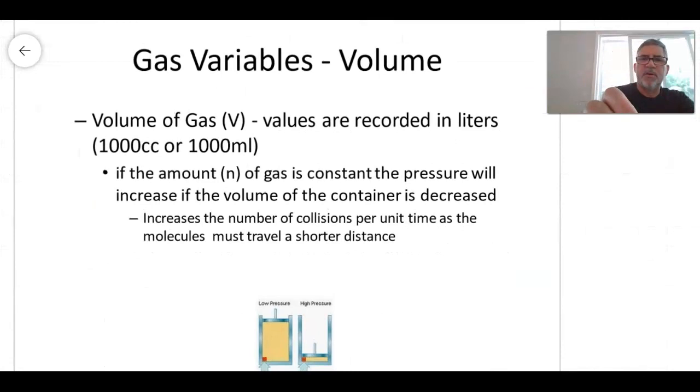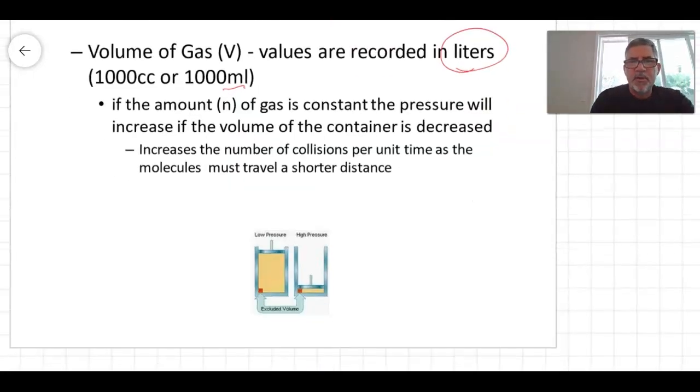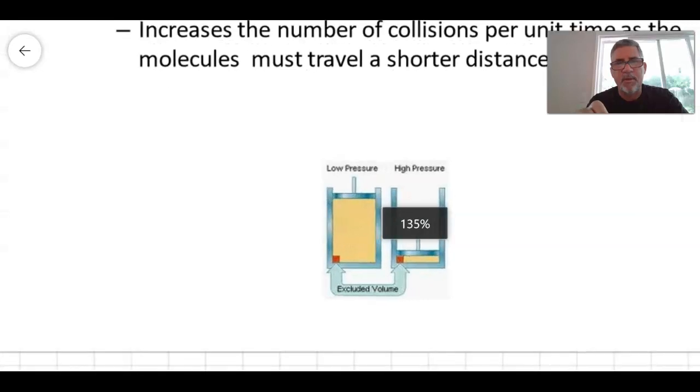Next gas variable is volume. So the volume of the container matters as well. So usually volume is measured in liters, but for most problems you can use milliliters, decaliters, kiloliters, but liters is the base unit that we use for most stuff. But you can use anything. You can use gallons, quarts, doesn't matter really. All right, so here we go again. So if you look at this picture down here at the bottom, I'll increase it for you.